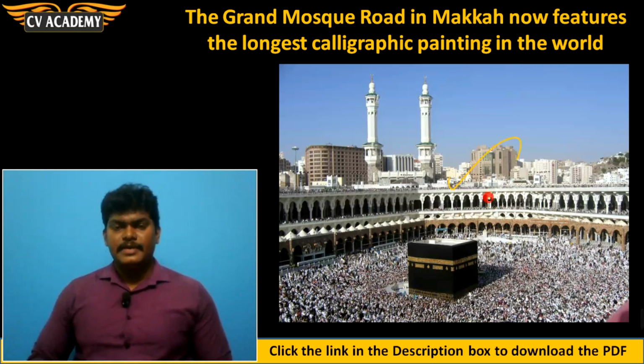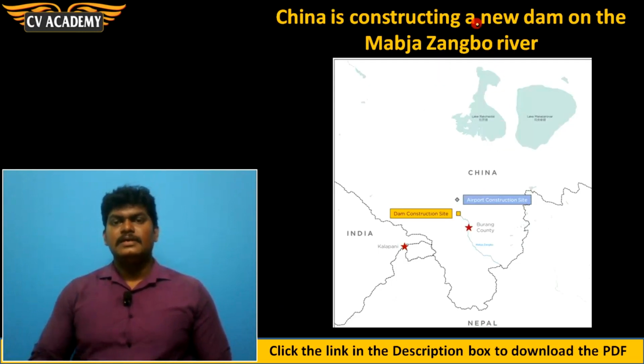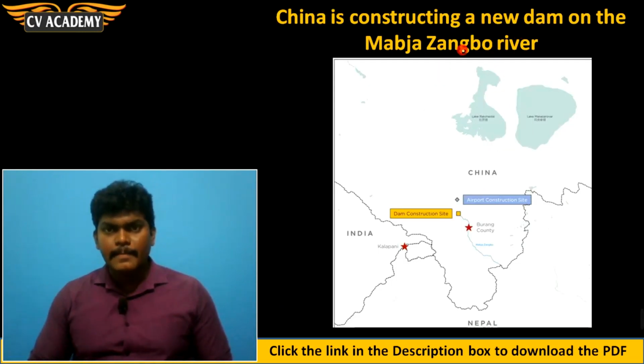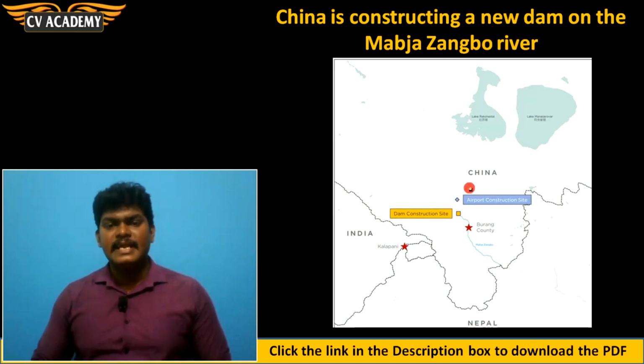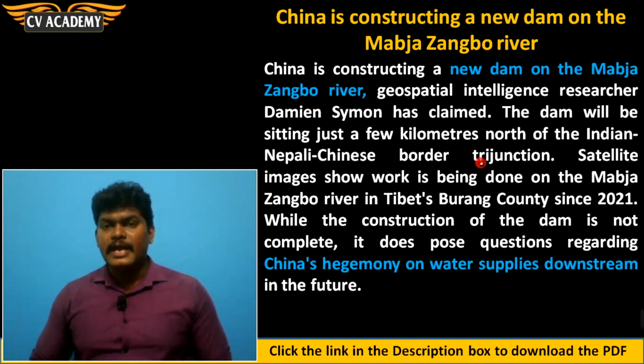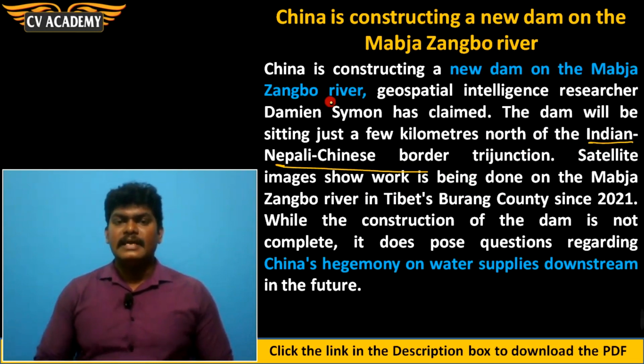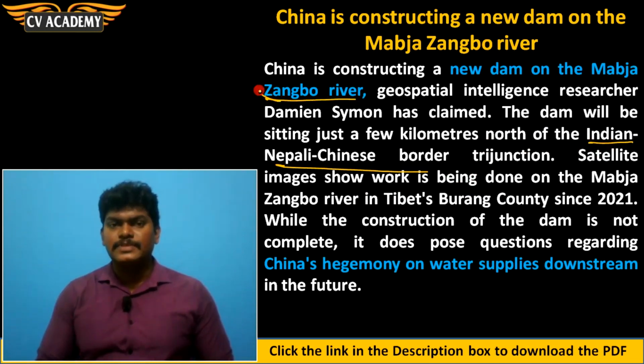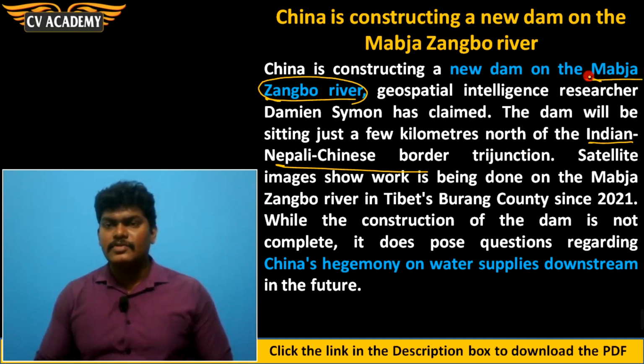Mecca in Saudi Arabia. Then 19th news. China is constructing a new dam on the Mabja Sangbo River. Yes, China is planning to construct a new dam in the border areas, that is the Indian-Nepal-Chinese border. In that area, there is a river called Mabja Sangbo River. On that river, they have decided to build a new dam.